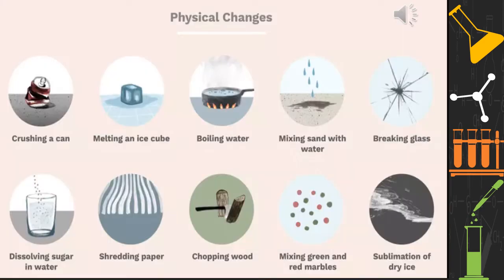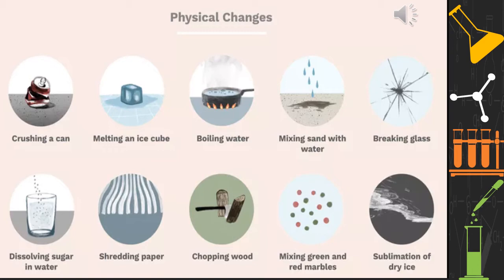One of the most important methods of classifying changes depends on whether new substances are formed during the change or not. In this chapter, we are mainly going to talk about physical change and chemical change. Here are some examples of physical change. Let's see how they can be called physical change. First one, crushing a can. Only the shape is being changed. No new substance has been formed. Hence, it is a physical change.